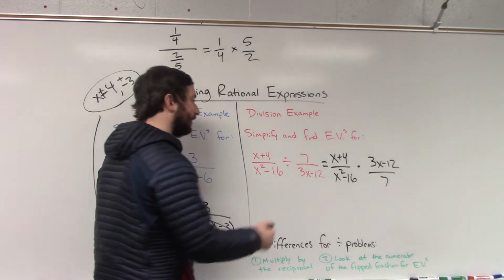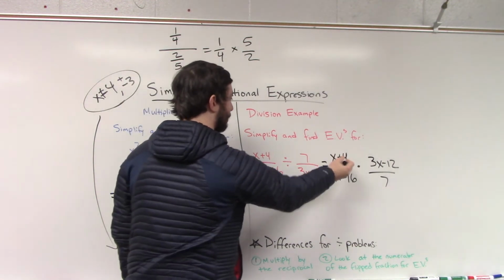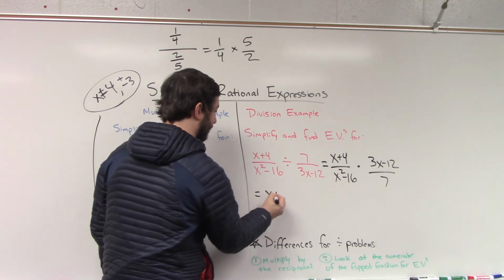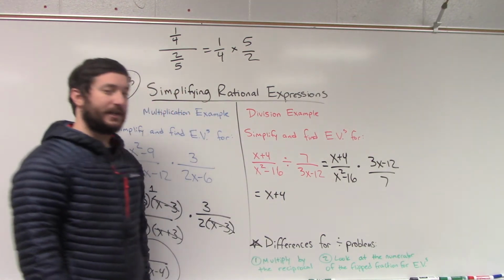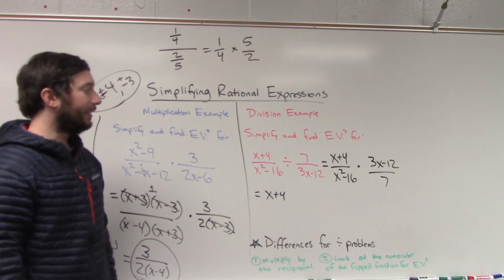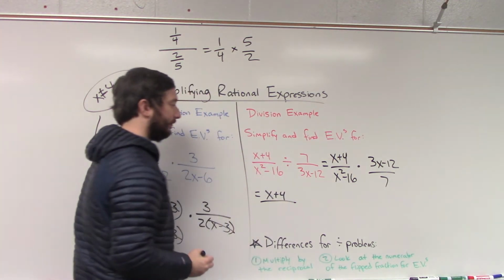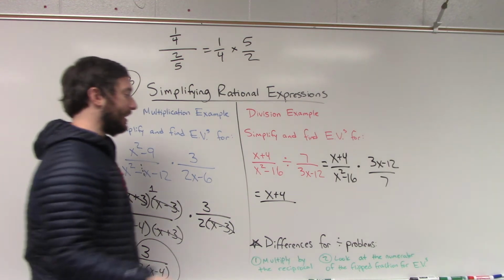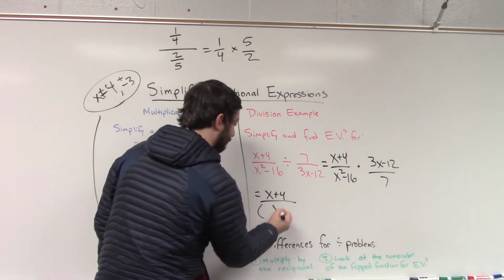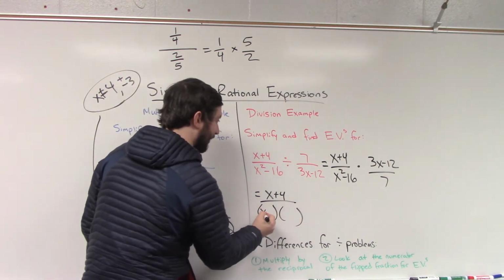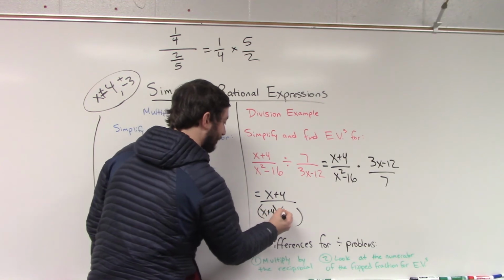So, what can we factor? Can we factor x plus 4? No, that cannot be simplified any further. Okay, it's not an x squared. Can we factor the bottom? Yes. That is an x squared. That is something that we can break down into a couple of different parentheses here. That'll be x plus 4 times x minus 4.